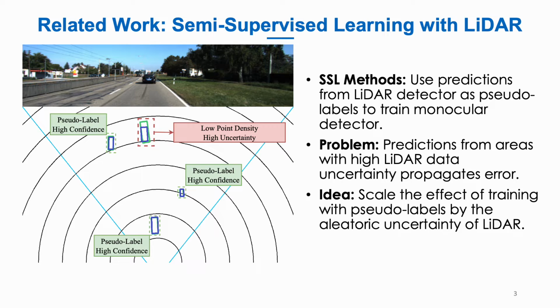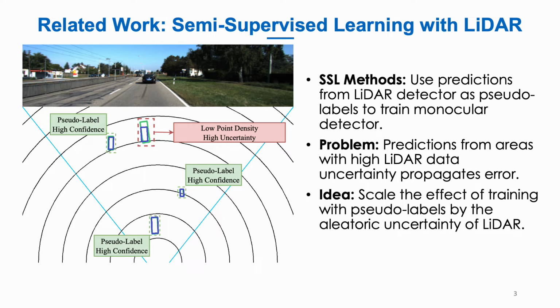To utilize LiDAR during training of a monocular 3D detector, some recent semi-supervised learning methods can be used. In these methods, predictions of the LiDAR on the unlabeled data are used as additional pseudolabels to train the monocular 3D detector. However, we observe that the predictions of the LiDAR can be erroneous, especially in areas with high LiDAR data uncertainty. For example, here at the back, the blue LiDAR prediction cannot predict the length of the green ground truth because it is in an area with low point cloud density.